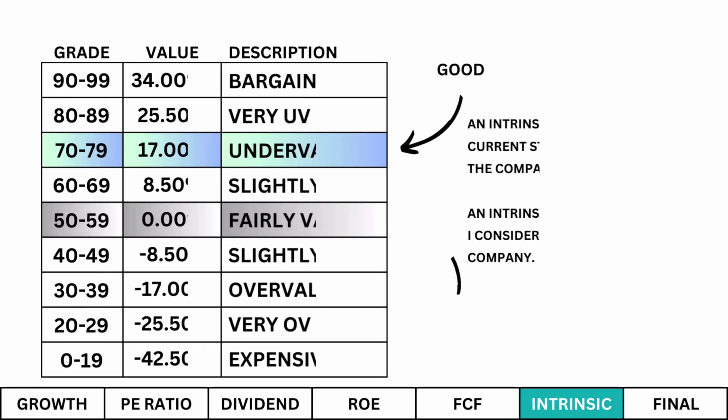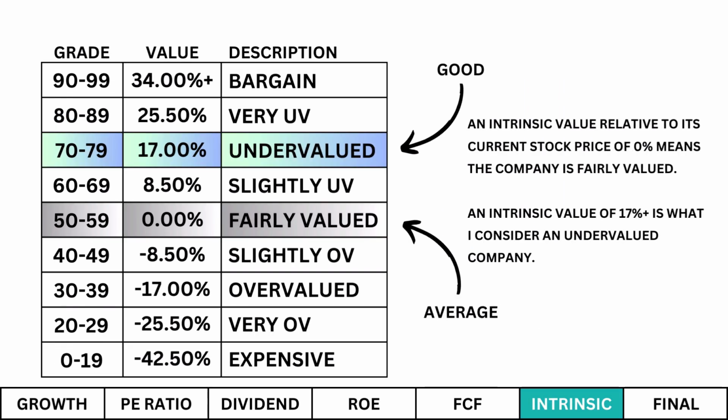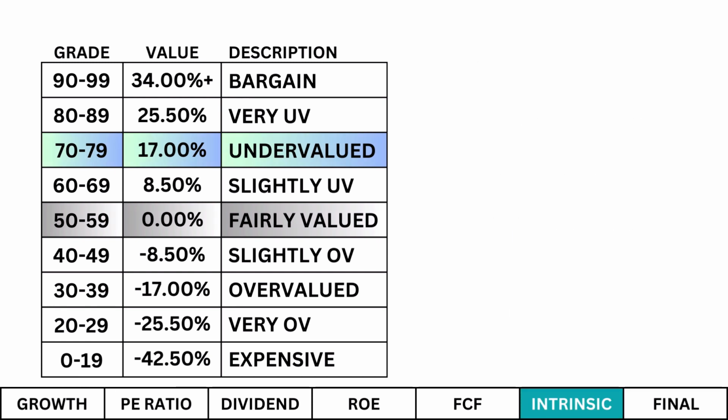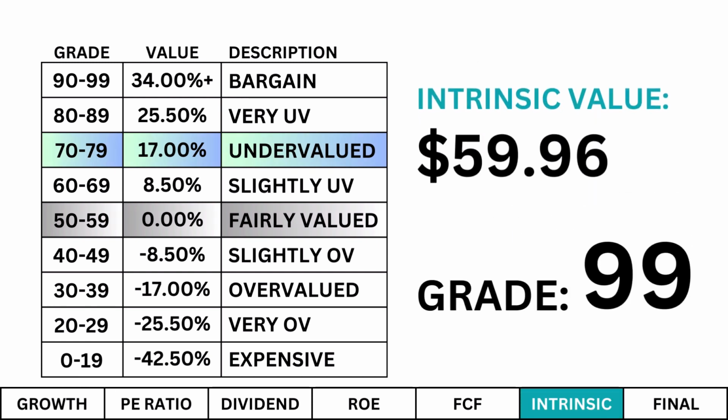An intrinsic value relative to its current stock price of 0% means the company is fairly valued. An intrinsic value of 17% or better is what I consider an undervalued company. Here's our company's intrinsic value and its corresponding grade.